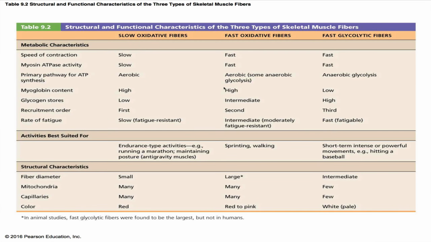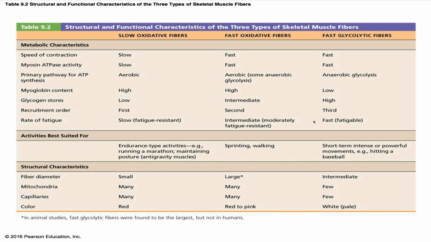And we told you that this is aerobic. It uses the aerobic pathway for generating ATP, although it does use some anaerobic glycolysis too. Its recruitment order is going to be second, and its rate of fatigue is intermediate. So again, it's moderately fatigue resistant. The fiber diameters are large, and again, you're going to have a lot of mitochondria here. You're going to have a lot of blood capillaries here as well.